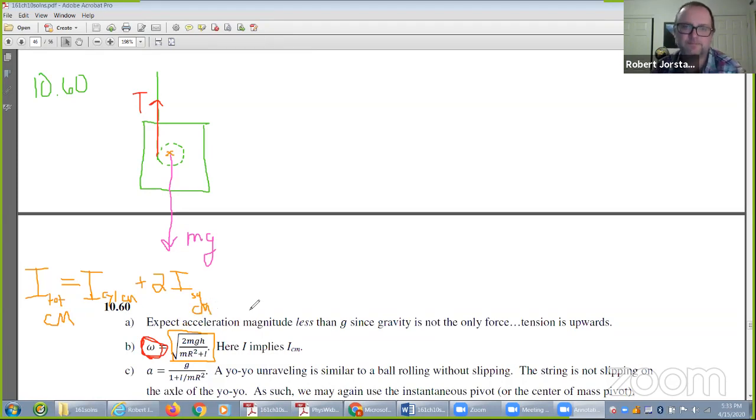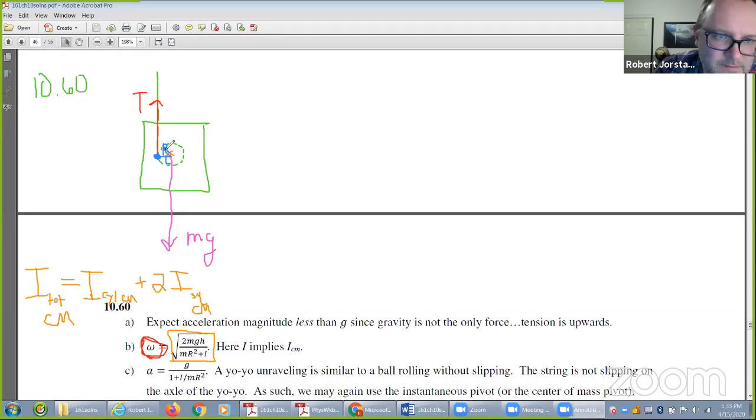All right, so now when I look at the torque problem, you could choose whichever pivot point you want. But to me, since I don't know the tension and I do know mg, this seems like a no-brainer. Take a look. I get this right angle here. This distance is r.